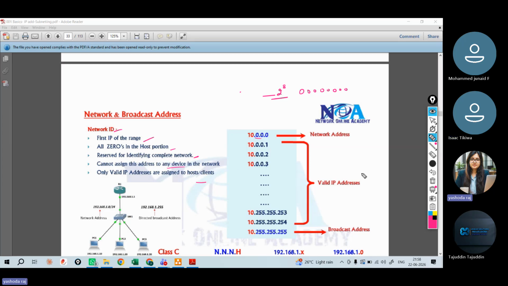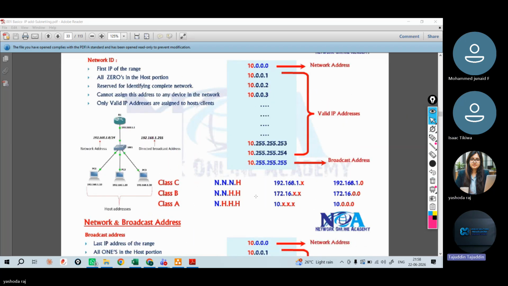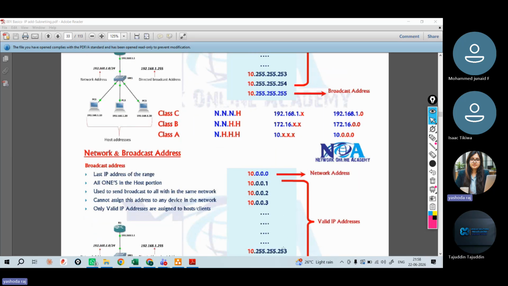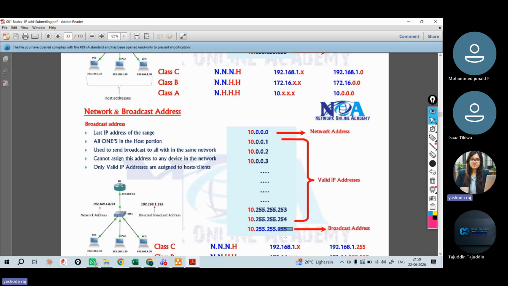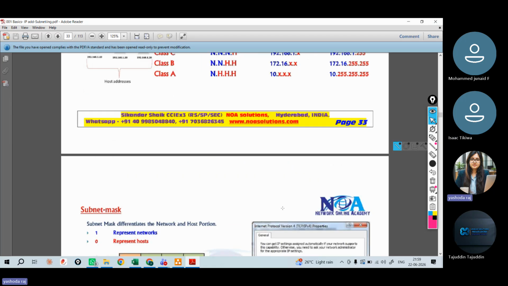Next, broadcast. I have already told you how broadcast is used. It is the last IP address of the range, with all ones in the host portion. So here 255 is all ones in the host portion. It is used to send a broadcast to all within the same network. You cannot assign this address to any device in the network. Only valid IP addresses are assigned.